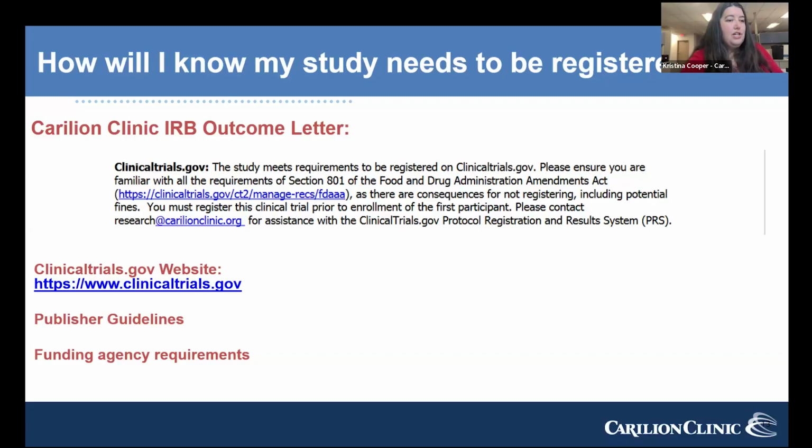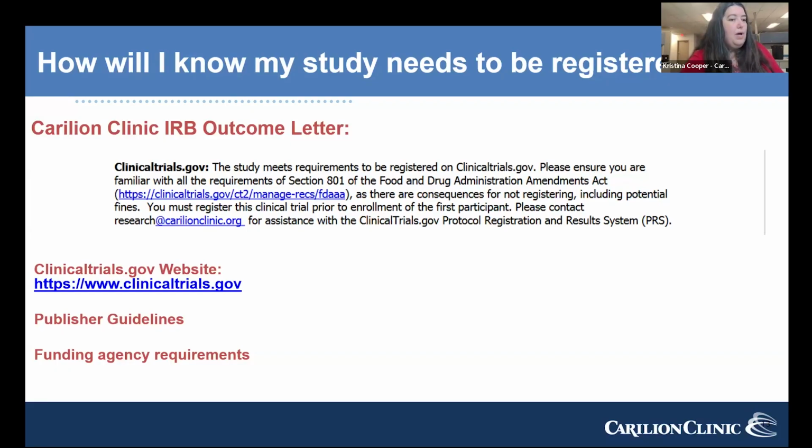You can also go to the ClinicalTrials.gov website. They have good resources on how to navigate the system and find information. Your publisher, if you have an idea of where you want to publish your results, you can look to them and they can provide you guidance on when they're going to require it.